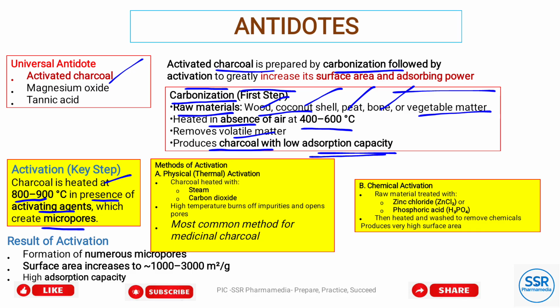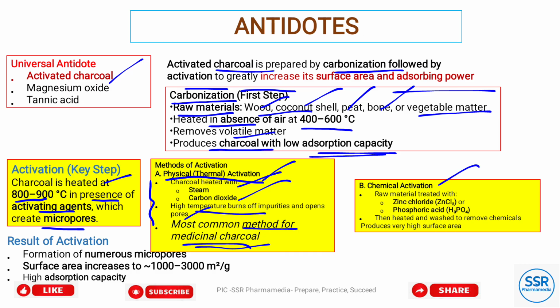This activation is done by two methods. The first is physical or thermal activation. Charcoal is heated with steam or carbon dioxide at high temperature, which burns off impurities and opens the pores. This is the most common method for medicinal charcoal, and it is mostly used for medicinal purposes. It is called physical activation.